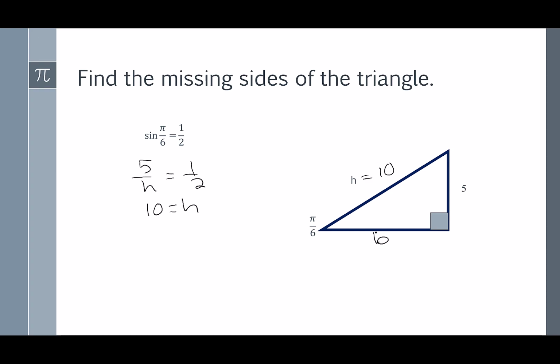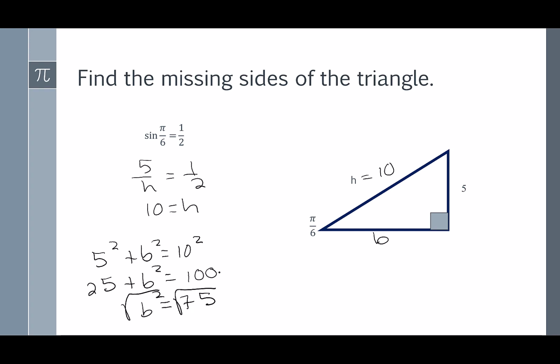Let's try using the Pythagorean theorem again. This says I have 5 squared plus b squared is 10 squared. 5 squared is 25, plus b squared, and 10 squared is 100. Move the 25 to the right. b squared is 100 minus 25, which is 75. I take the square root of b squared, I take the square root of 75. b then is equal to the square root of 75.